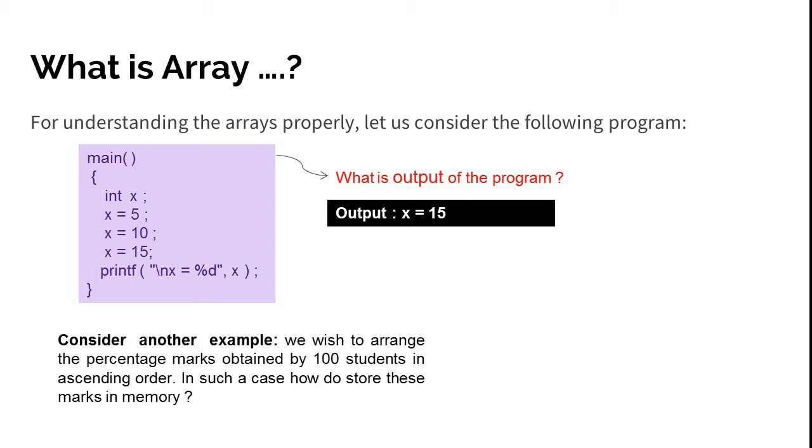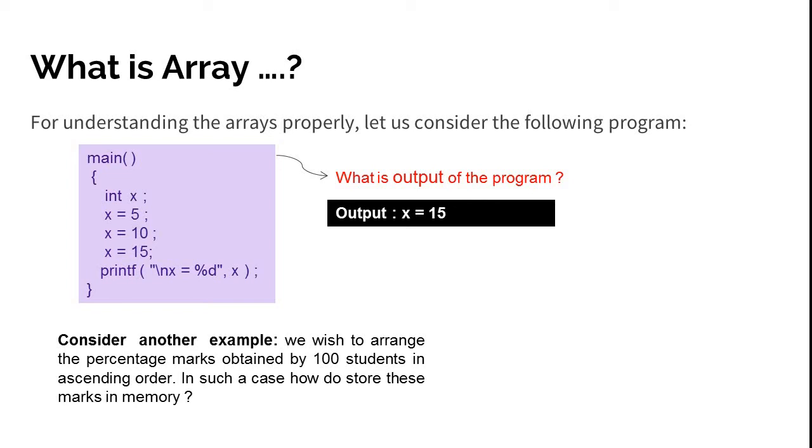Now consider another example. We wish to arrange the percentage of marks obtained by 10 students in ascending order. In such a case, how do we store these marks in a variable? Let's say in this x variable I am assigning the marks obtained by students. One gained 5, another 10, another 15, but you can see this x is capable of holding only one value. What about this 5 and 10? In a class, if there are 100 students and I want to store these marks in ascending order, how can I do that?